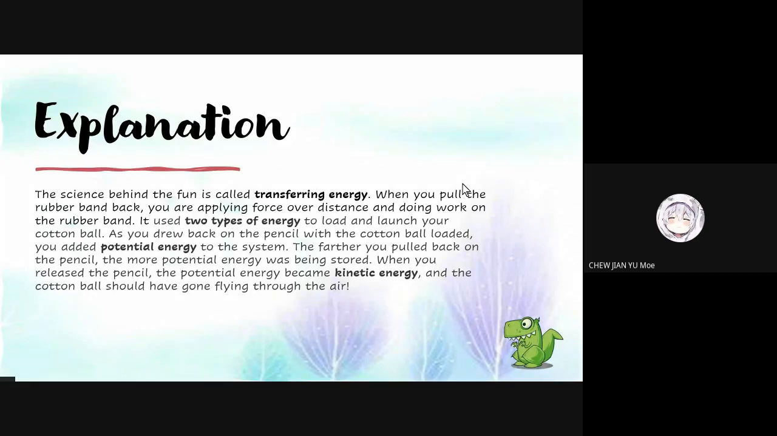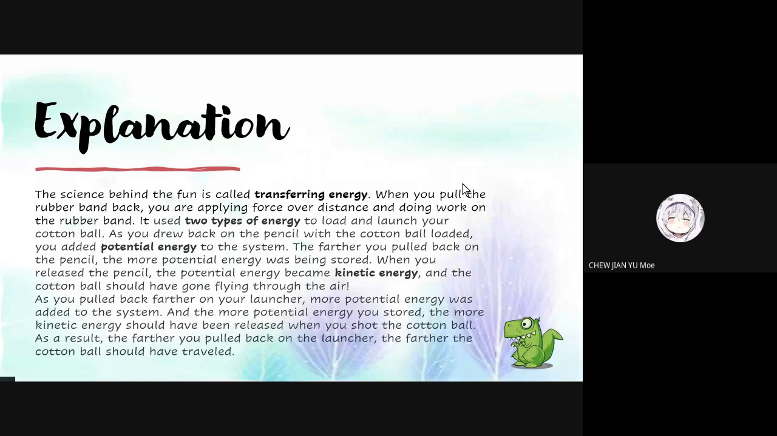When you release the pencil, the potential energy becomes kinetic energy, and the cotton ball should have gone flying through the air. As you pull back further on your launcher, more potential energy is added to the system. And the more potential energy you store, the more kinetic energy should be released when you shoot the cotton ball. As a result, the farther you pull back on the launcher, the farther the cotton ball should travel.